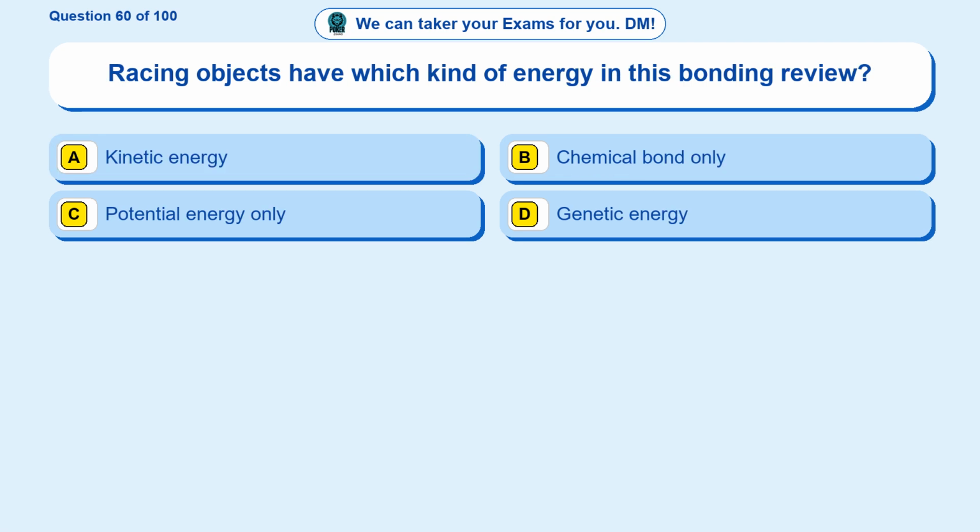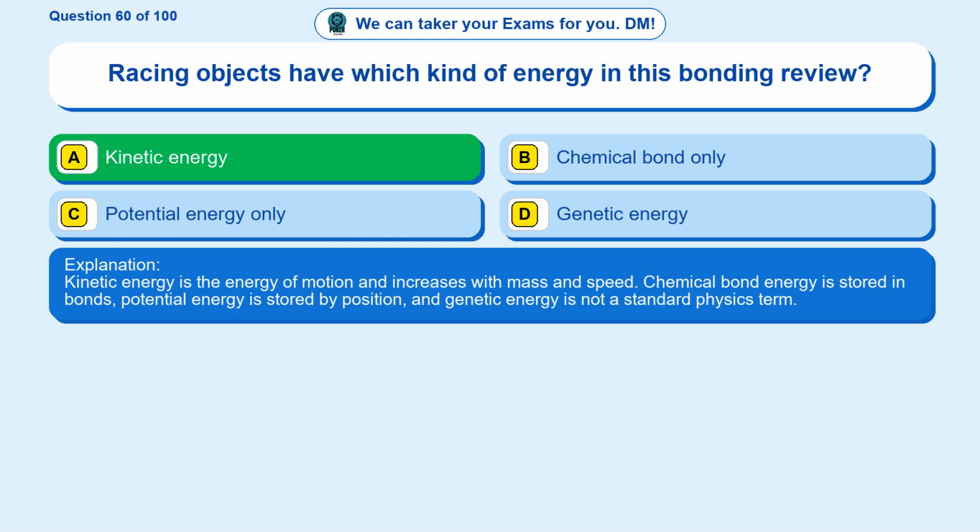Question 60. Racing objects have which kind of energy in this bonding review? Option A, kinetic energy. Option B, chemical bond only. Option C, potential energy only. Option D, genetic energy. The correct answer is option A. Kinetic energy. Kinetic energy is the energy of motion and increases with mass and speed. Chemical bond energy is stored in bonds, potential energy is stored by position, and genetic energy is not a standard physics term.